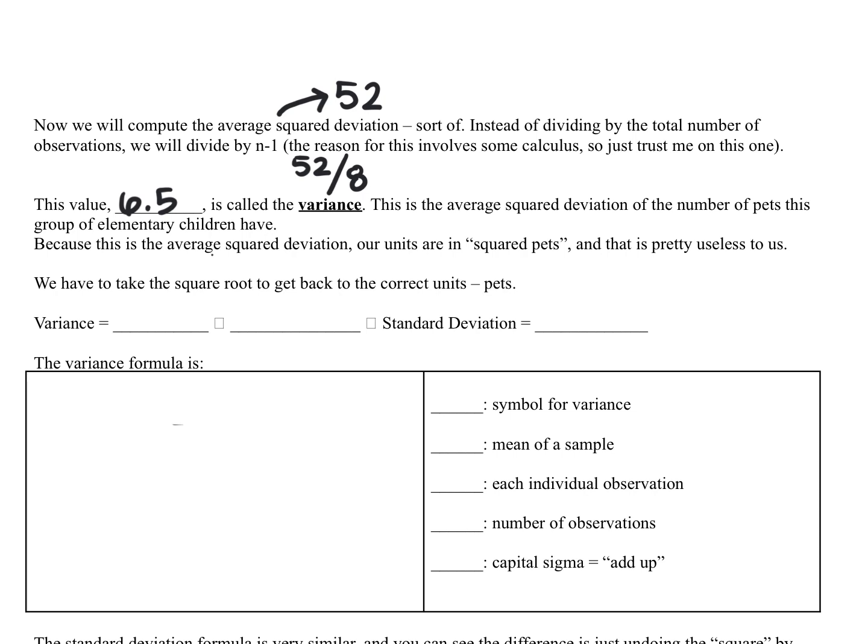So in order to get our correct unit, which is just pets, we take the square root. So my variance is 6.5. I take the square root of 6.5, and that gives me my standard deviation, which is 2.55 pets. That tells me that the average deviation from the mean number of pets is 2.55 pets.